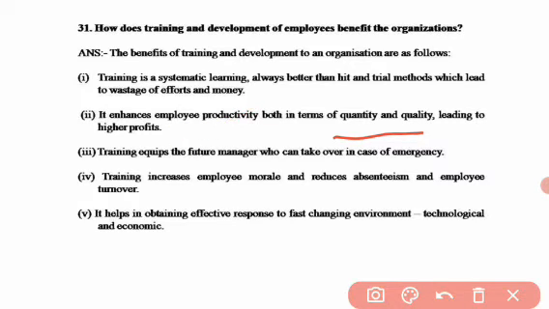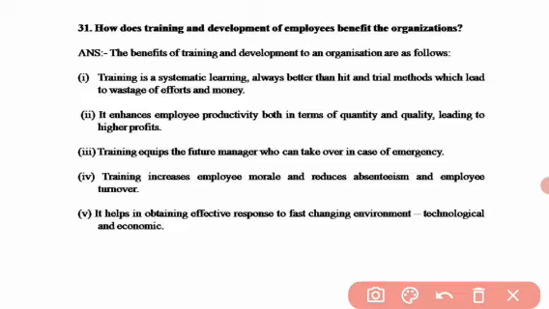And it enhances employee productivity both in terms of quantity and quality, leading to higher profits. So training and development benefits the organization by increasing the quality and quantity and making higher profits. Next, training equips the future manager who can take over in case of emergency. So training and development benefits the organization by preparing future managers from the existing employees.